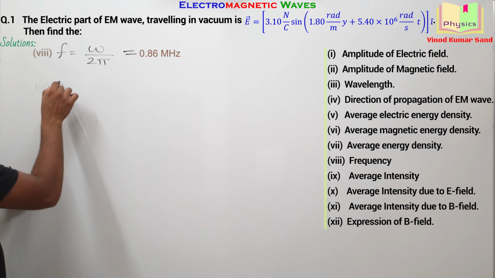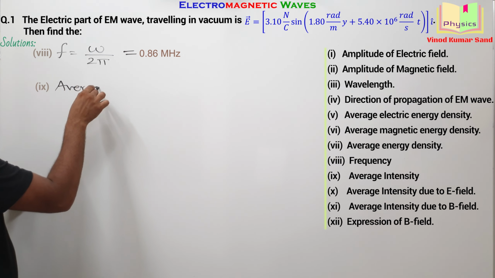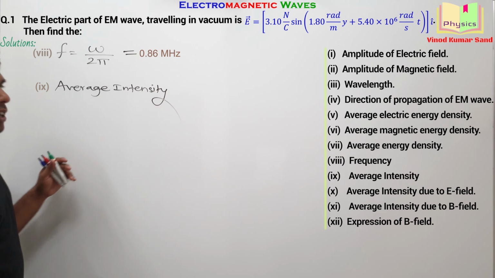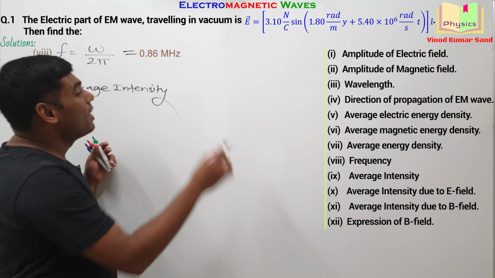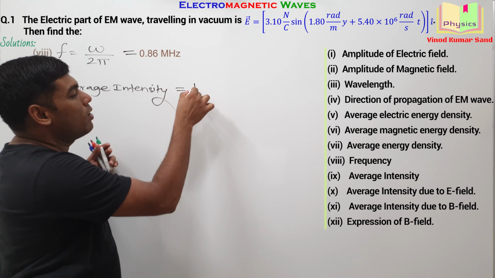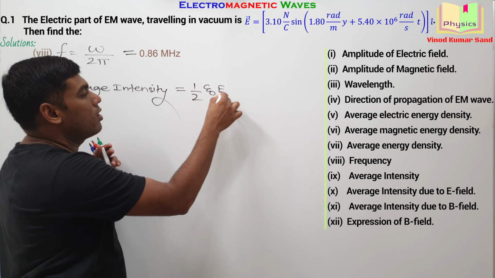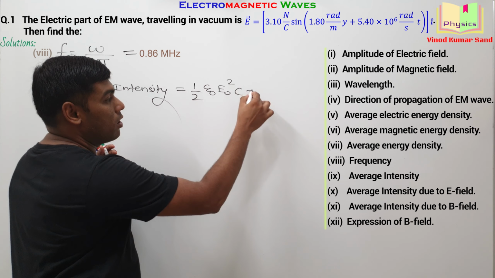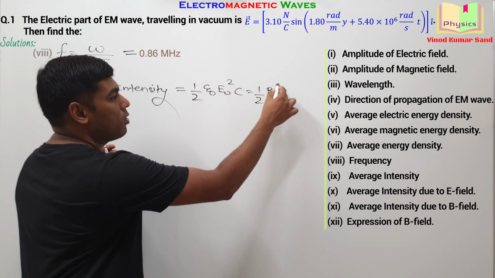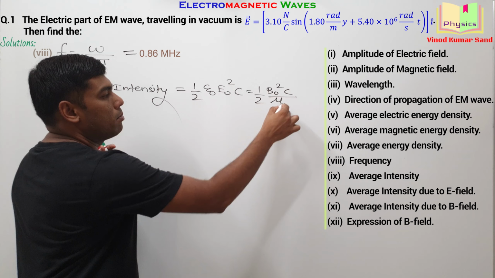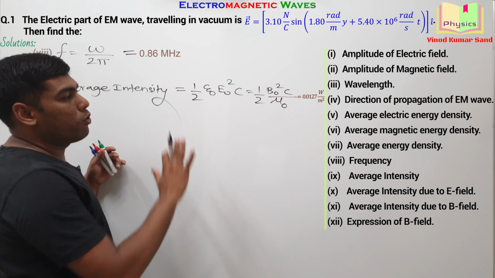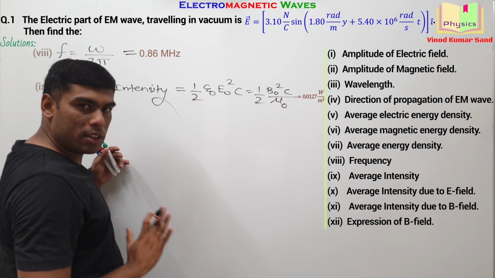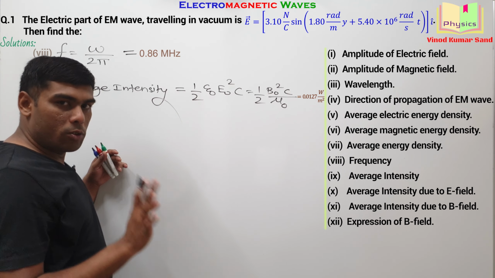In the next part, we require the average intensity. Do you remember any formula for the average intensity? Average intensity was equal to half epsilon naught E naught square into C, or there was another formula, half B naught square C by mu naught. In any of these formulas, you put in the values. We know epsilon naught, E naught, B naught, everything. C is the speed of light in vacuum.